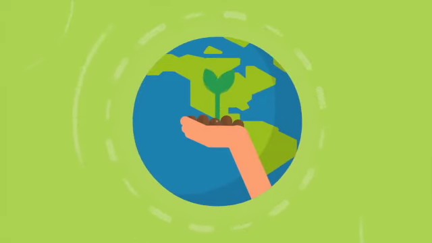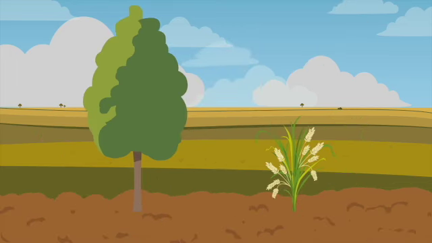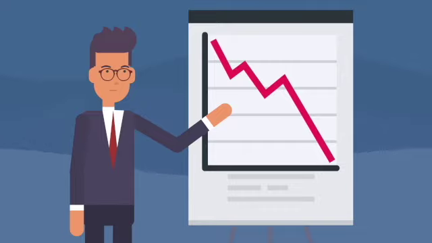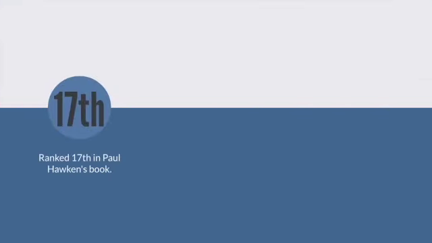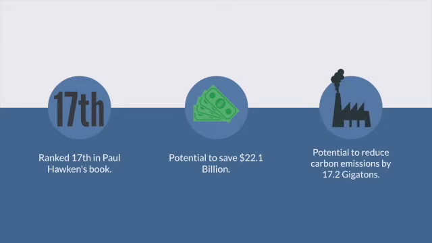By planting trees alongside your other crops, you're both increasing the carbon content of the soil and absorbing more carbon dioxide from the atmosphere. The nutrients from a diverse environment can also mitigate the usage of pesticides or other chemical enhancers, which contribute significantly to climate change. Ultimately, Paul Hawken ranks this method 17th, saying it has the potential to save $22.1 billion and 17.2 gigatons of reduced carbon dioxide emissions.